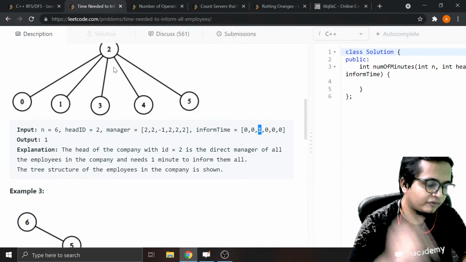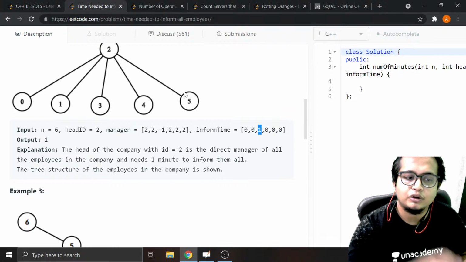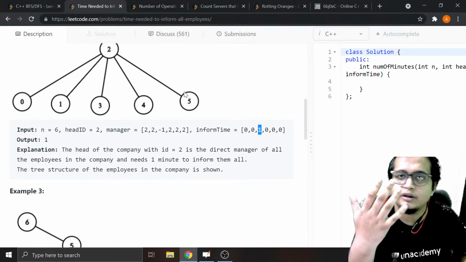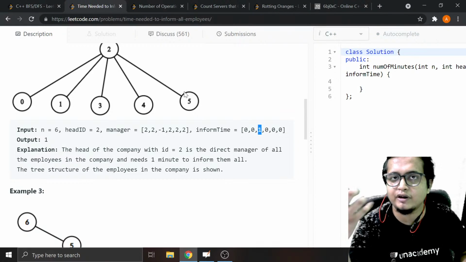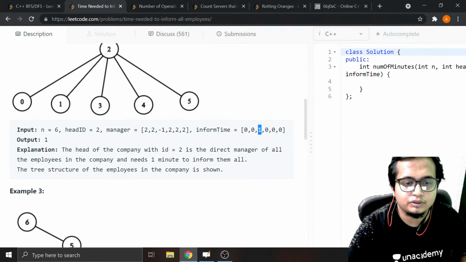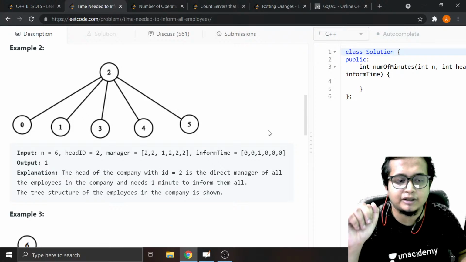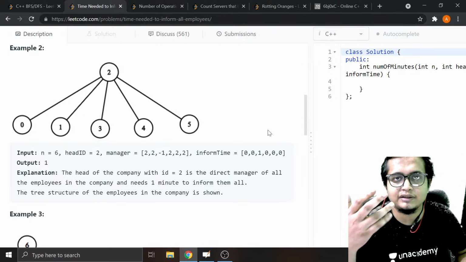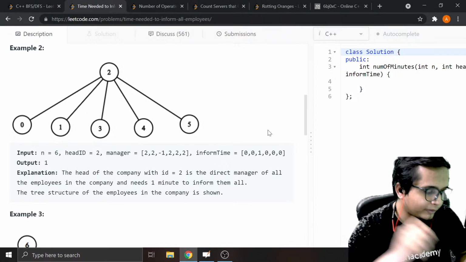So don't think of it like it would tell 0 first, then 1, then 3, then 4, then 5. Don't think of it as 5 units of time. He would say it simultaneously, and every one of his subordinates would listen. So consider this as a sort of meeting. Okay, so this is the question, and you need to tell me what is the longest amount of time that is required, such that whatever the head person says reaches everyone in the organization. So first, tell me if the problem is clear to you guys.